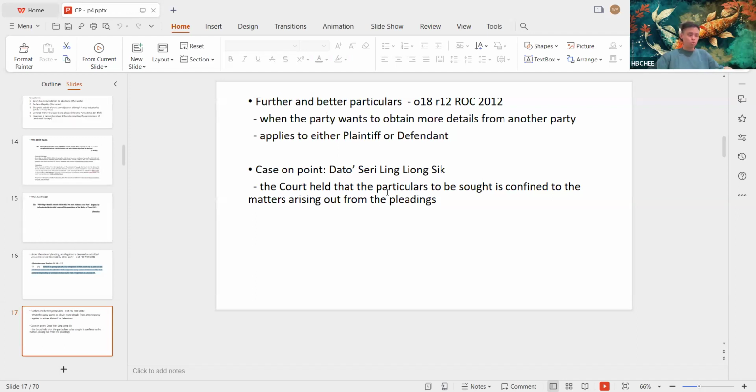from the pleadings. So let's say today I'm going to sue a company for a tortious action, but the company has a lot of branches, like one branch is in KL, another branch is in Penang, and even in Penang, it also has a few branches. So the company will ask me to give some further information, as it wants to know at which particular branch. And this is how Order 18 Rule 12 comes about. Okay?